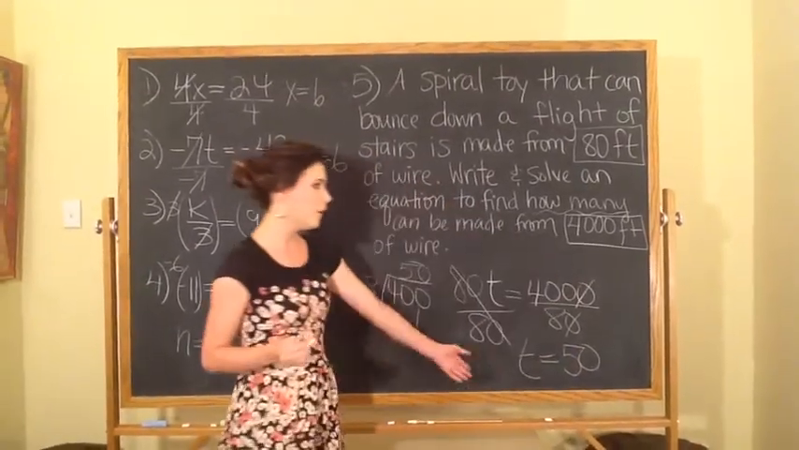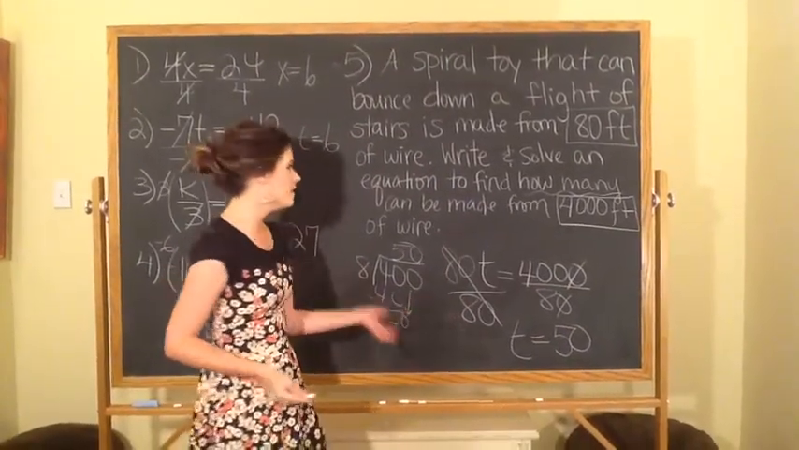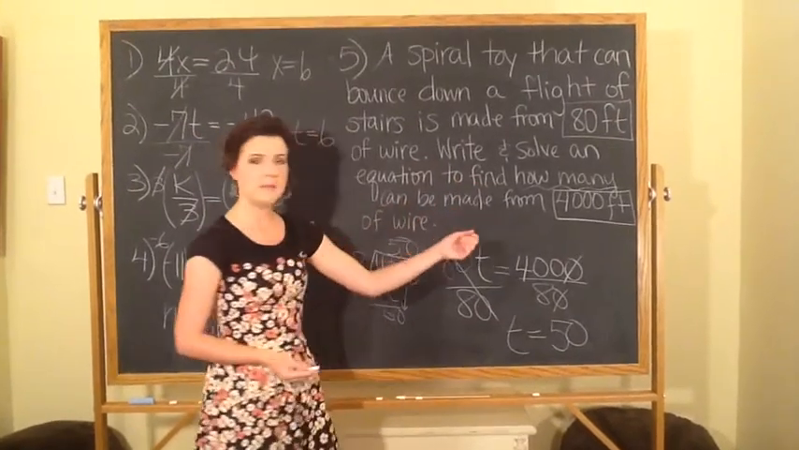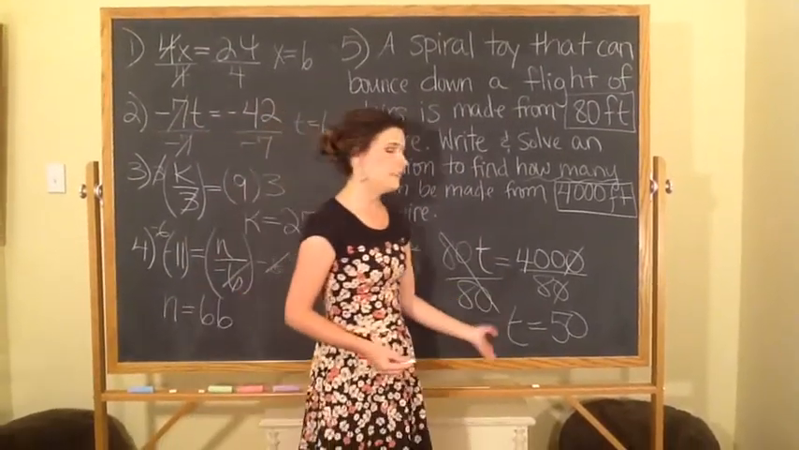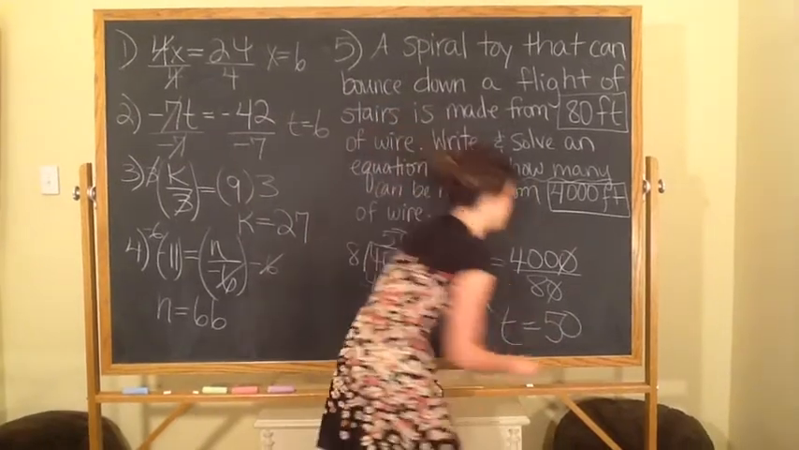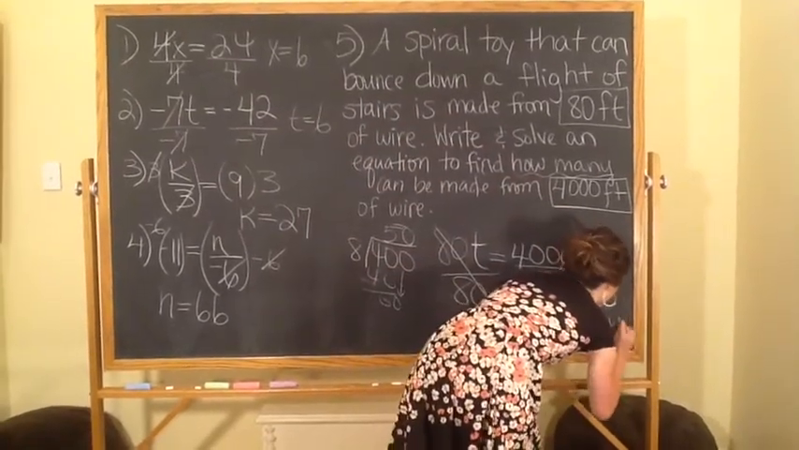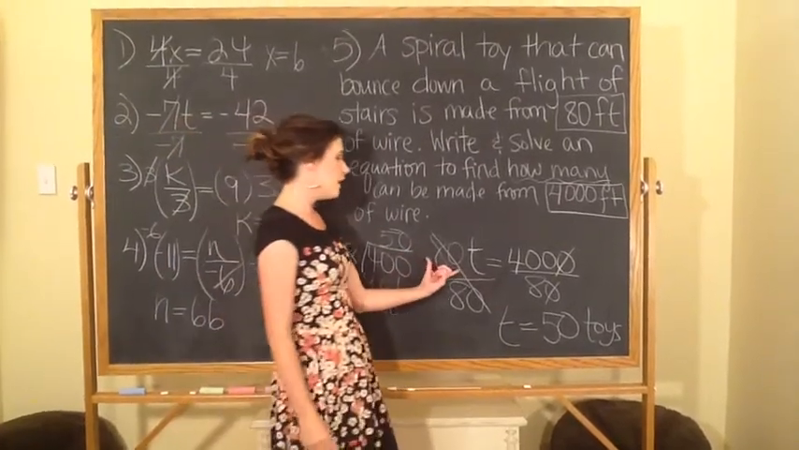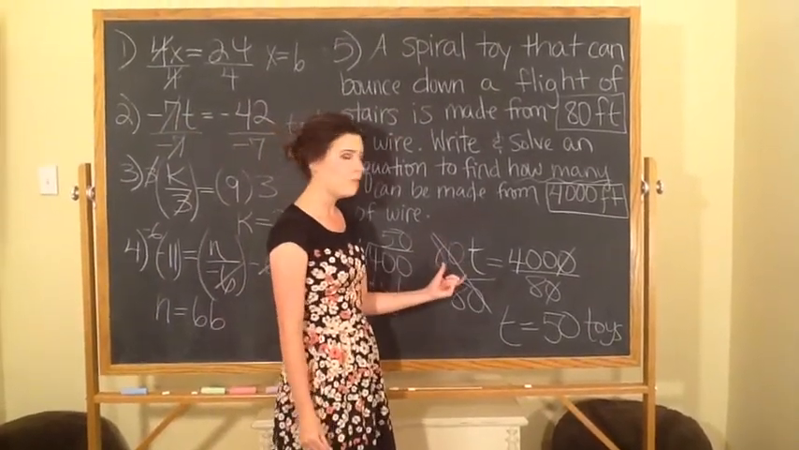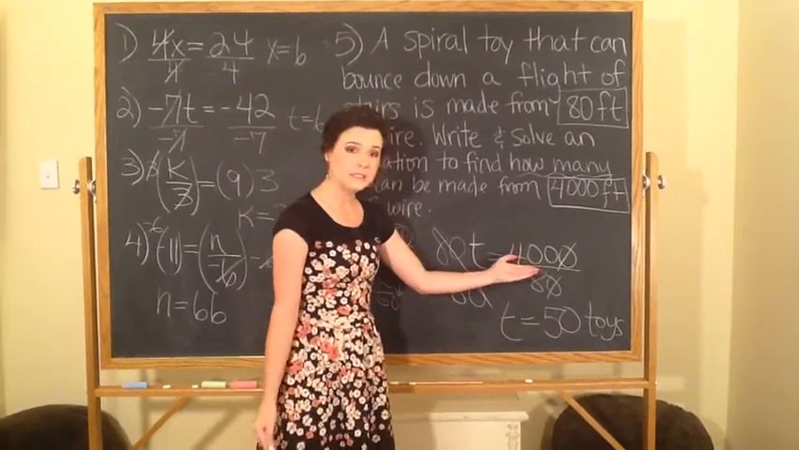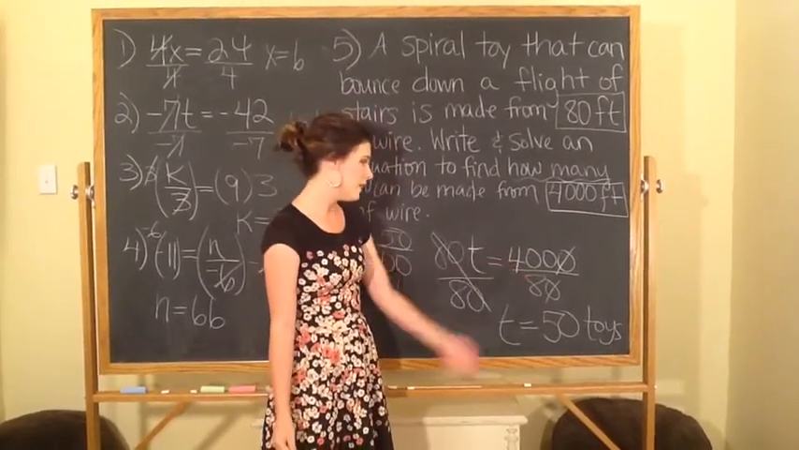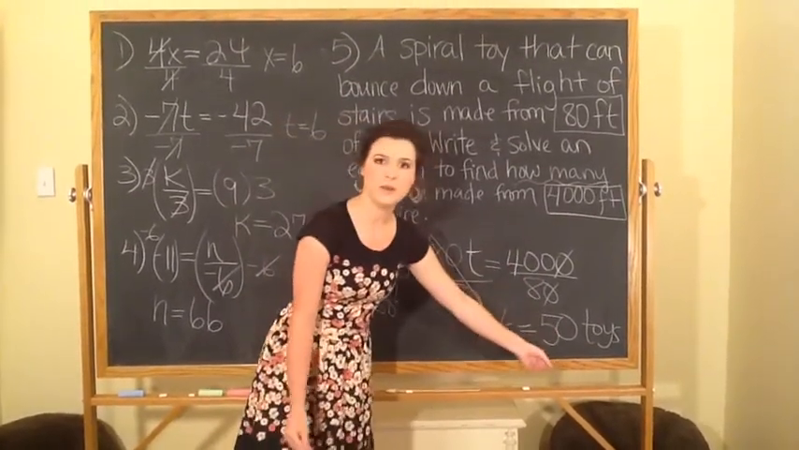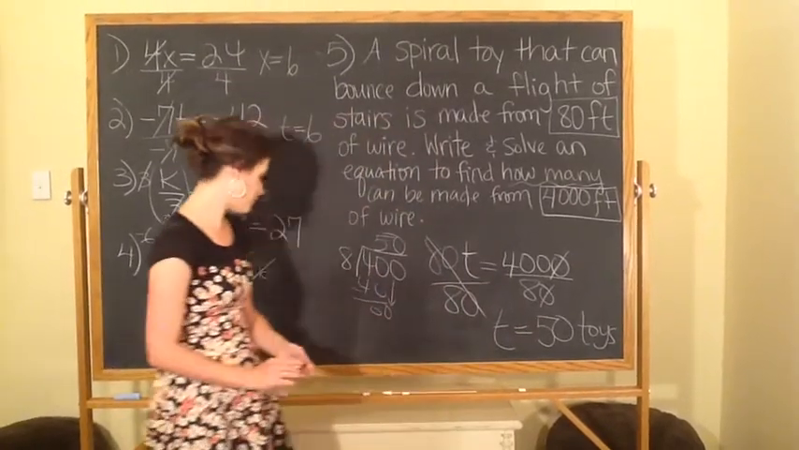Now we have to remember, what were we solving for again? So it says find out how many can be made. So our answer is t is 50 toys. We just want to add that toys on just so we remember what we are solving for. So each toy uses 80 feet of wire. You have a total of 4,000 feet of wire. So we know that we can make 50 toys out of that 4,000 feet.